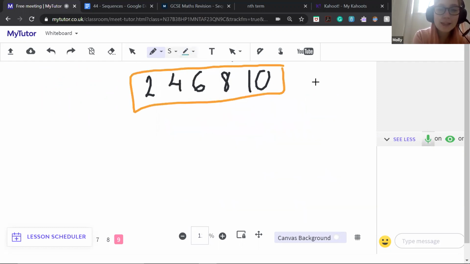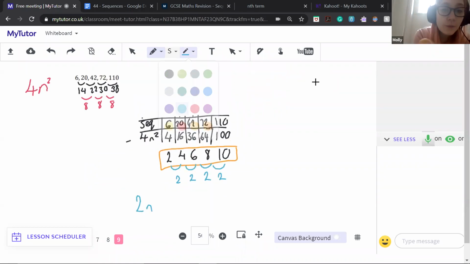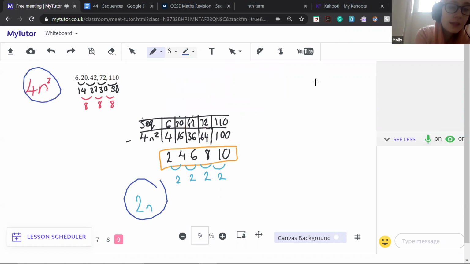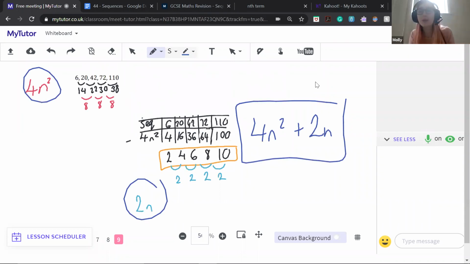Let's look at the common difference here. It's 2. So we know that it's got to be a 2n. Now, if the sequence was just 2n, what would the first term be? It would be 2. And it is. So we don't need to add or subtract anything from this. So we just combine our final parts. And there you go. 4n squared plus 2n.